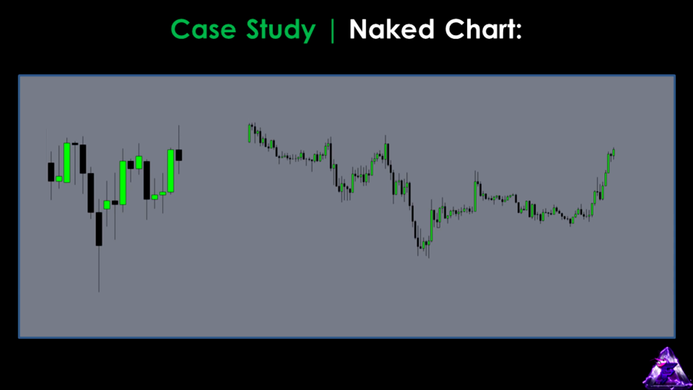To start, let's move on to the next slide, where we will annotate all relevant key levels on the chart and see how they align with our strategy. On the right, we have the lower time frame price action, and on the left, we have the higher time frame price action.